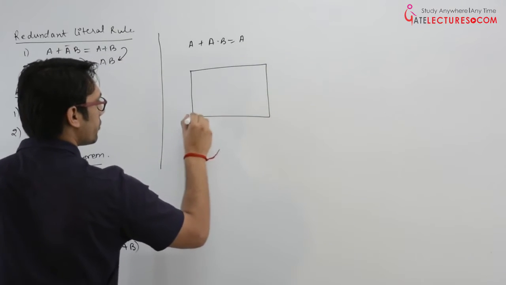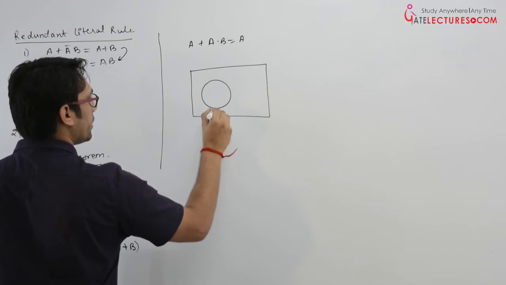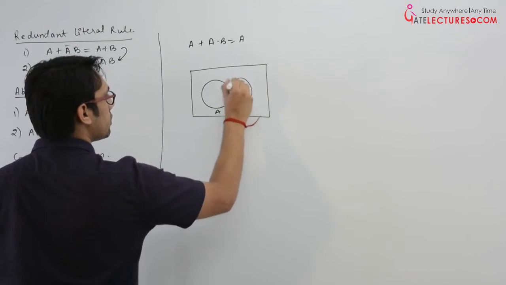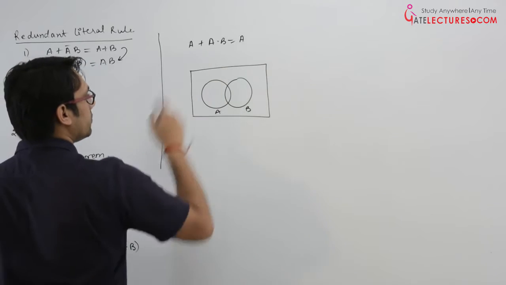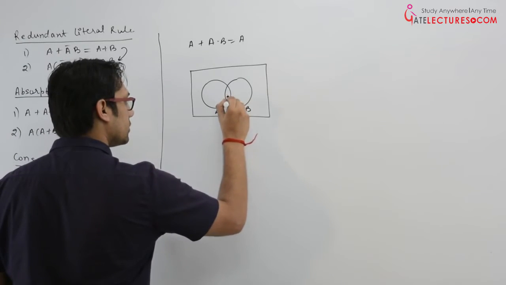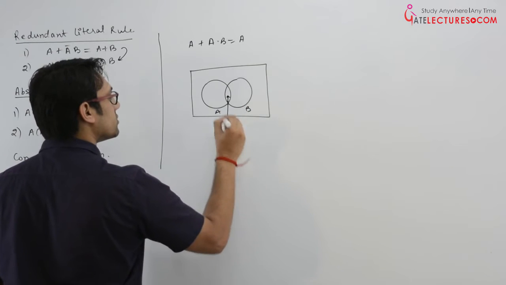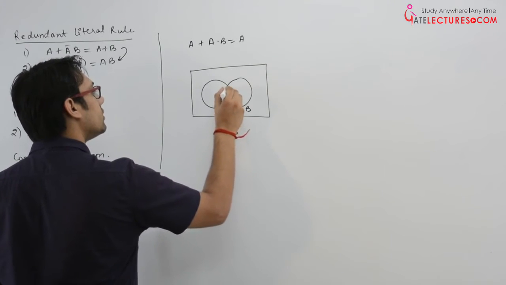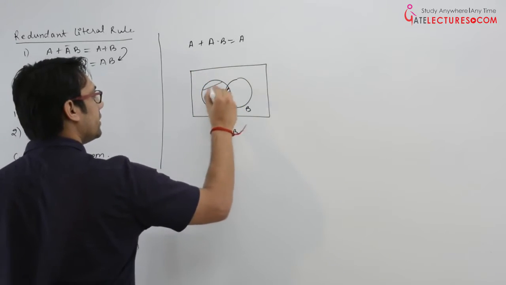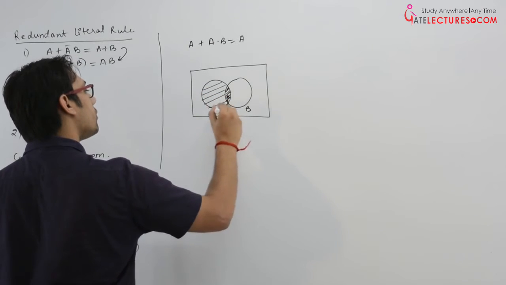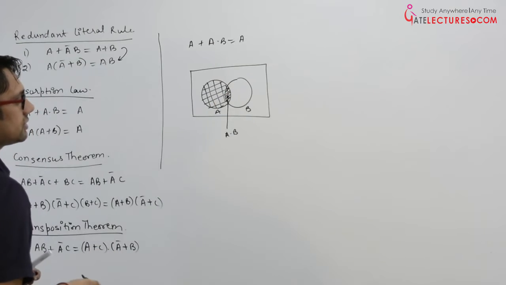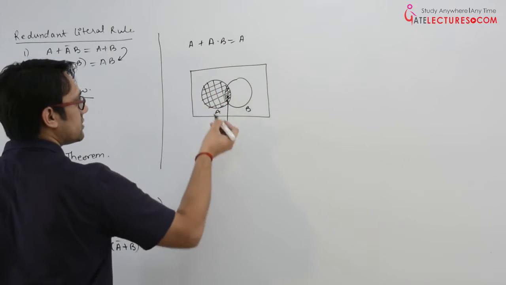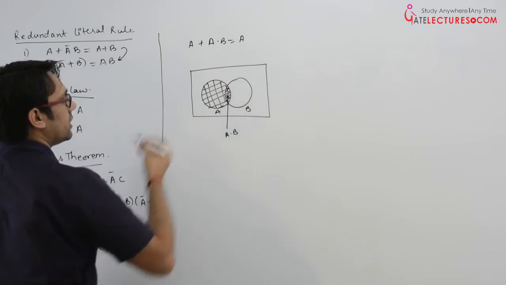This is the universe. Assume this is A, this is B, right? So what is A dot B? This region is denoting A dot B. So we can say we are selecting this region and we are selecting the complete A, right? As you can see, this is just covering the complete A. So we can say A plus A dot B is equal to A.